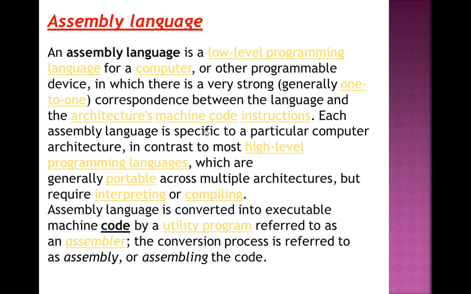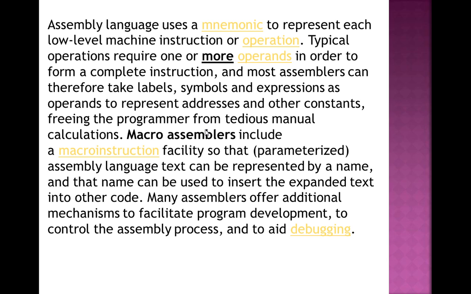Next is the assembler, which converts an assembly language program into a machine-level language program. An assembly language program is one written in assembly language. But for compilation and execution, it must be converted into executable code or machine code, and that is provided by the assembler.